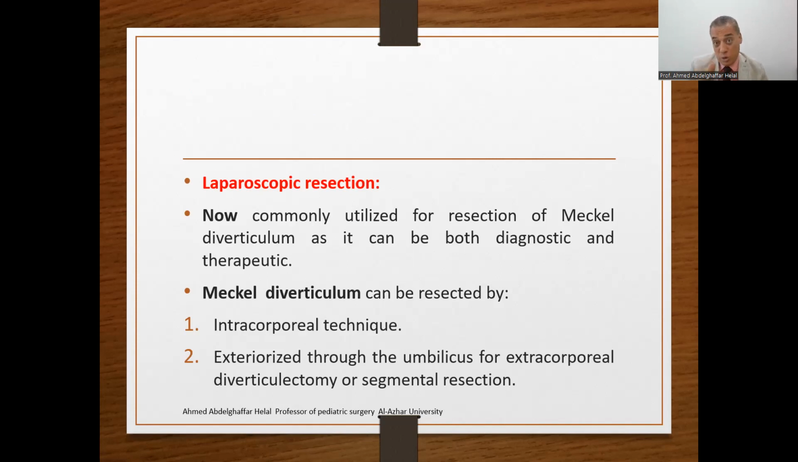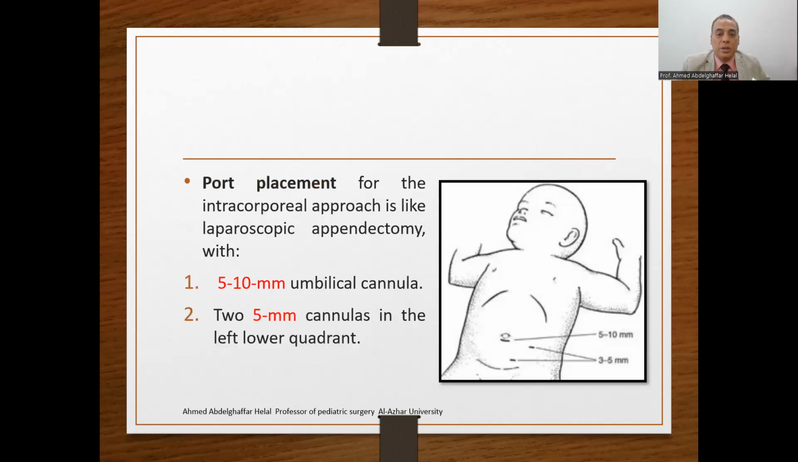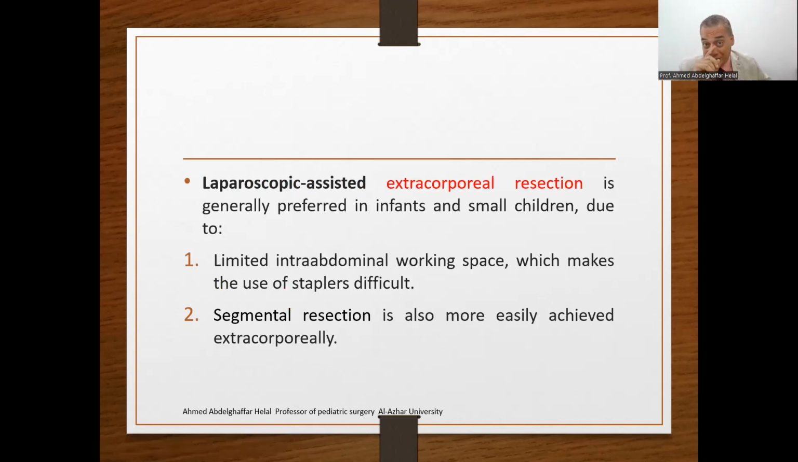So we may have an intracorporeal resection, removal, and suturing inside the abdomen. This needs an advanced, well-trained pediatric surgeon, or one may perform the assisted technique. The port sites will be the same as for laparoscopic appendectomy: an umbilical port and two left lower quadrant ports to manipulate, according to the patient's age and abdomen size, to remove the diverticulum. Laparoscopic assisted, part inside and part outside, is generally preferred in infants and small children due to limited intra-abdominal working space, which makes the use of the stapler sometimes difficult.